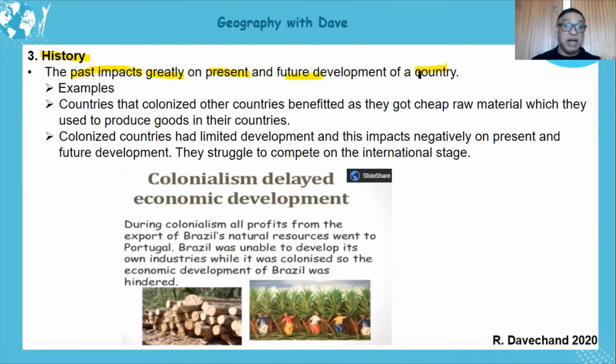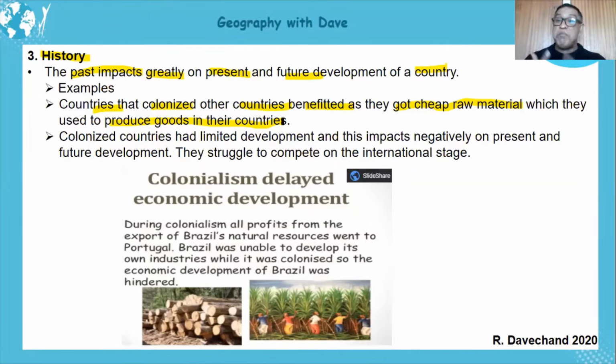Now examples. There you did countries that colonized other countries benefited a lot. One of the examples is that they got cheap raw materials, this sounds like grade 9, eh? Which they used to produce goods in their countries. Imagine that. You took cheap raw materials to your country, and you produced. What happens to your manufacturing?